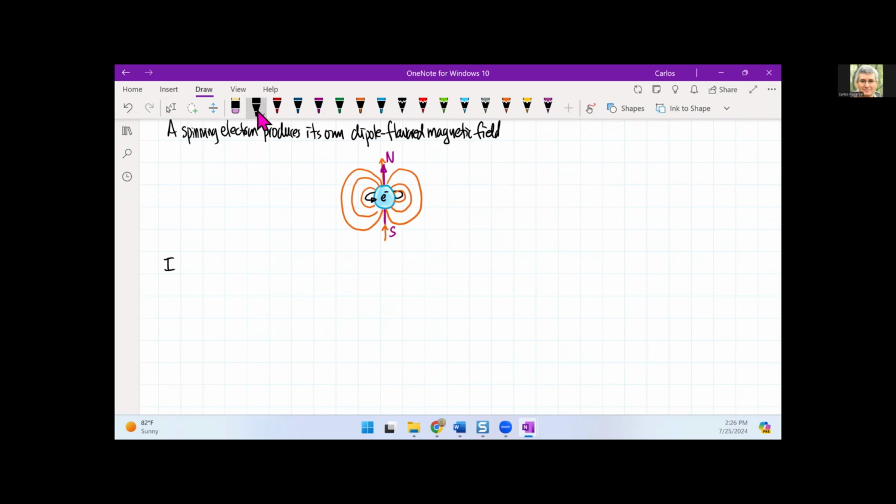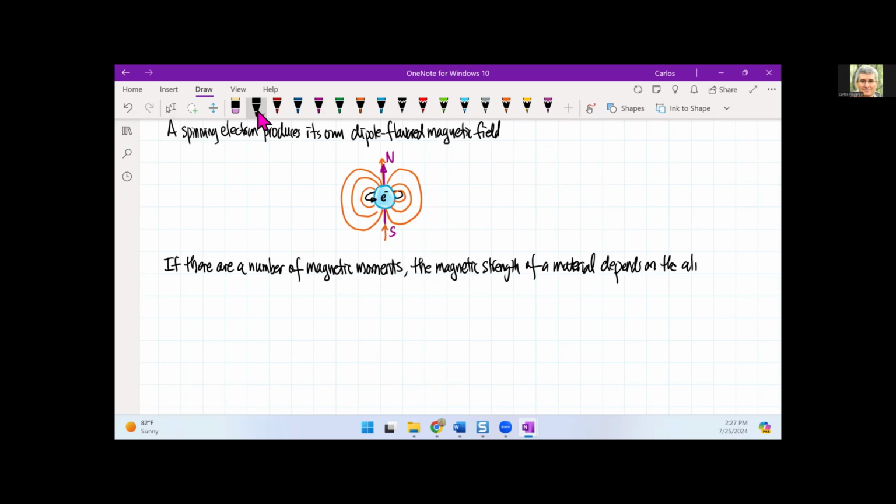If there are a number of magnetic moments, remember, magnetic moments and magnetic dipole moments are exactly the same thing. If there are a number of magnetic moments, the magnetic strength of a material depends on the alignment.